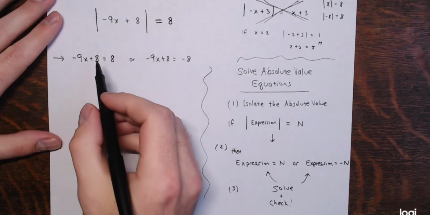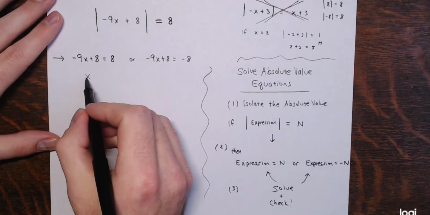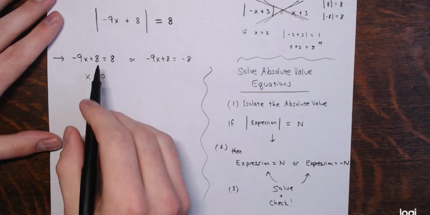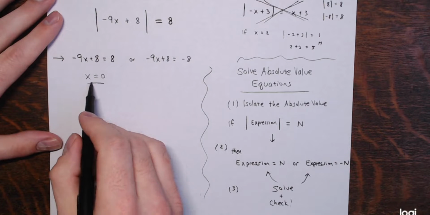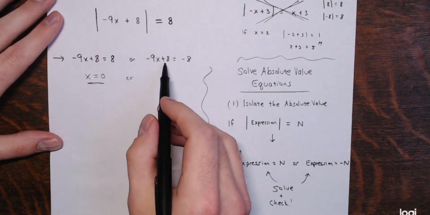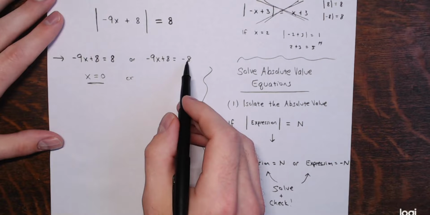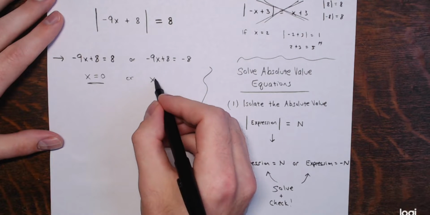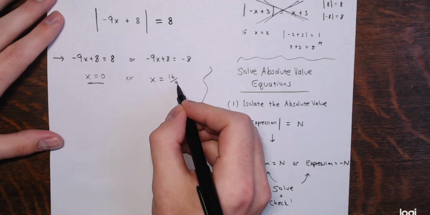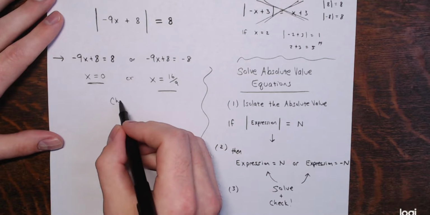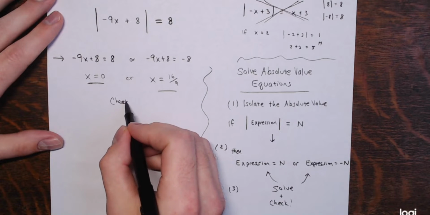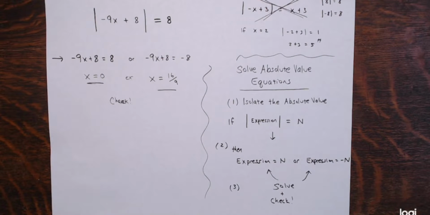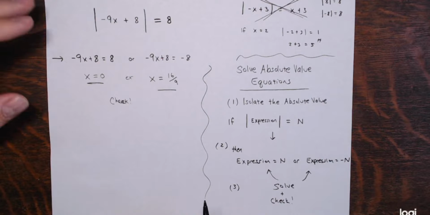And then over here we get x equals 0. Subtract 8, divide by negative 9. Or over here, subtract 8, you get negative 9x equals negative 16, then divide by negative 9, x equals positive 16/9. But check them. Don't forget to check them. Now, I'm going to do this first one on paper, and the rest of the problems I'll just do out loud, mentally.